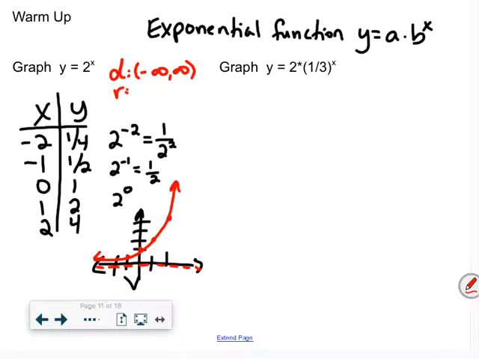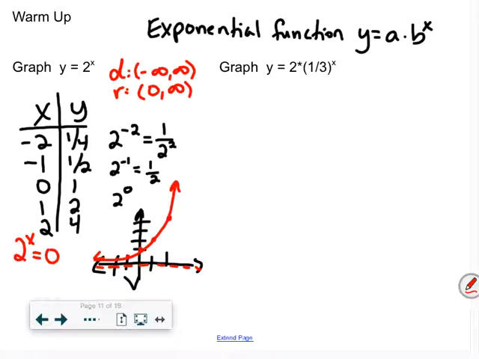Now let's talk about the range. Range are the y values. Do you notice that I cannot come up with a value for x that makes it equal 0? What is 2 to the 0? No, 2 to the 0 isn't 2, it's 1. There is no number you can put in the exponent that makes 2 to that power 0. So it never ever touches the x-axis. So watch how I write my range. It's 0 to infinity, but it doesn't touch 0.